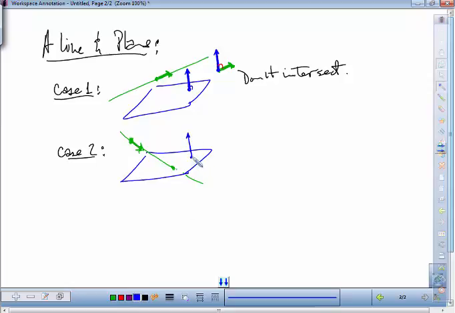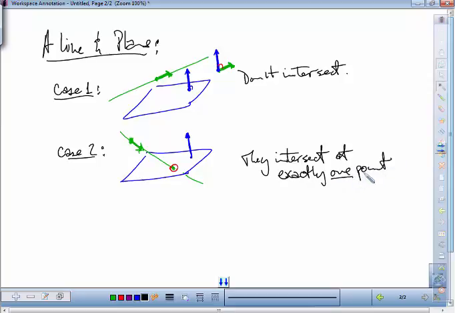So case 2, if you take the dot product of the appropriate vectors and you don't get 0, that means they're not perpendicular, which means that line will eventually hit the plane somewhere. Is it possible for this line to hit the plane at more than one point? Say intersect at exactly one point. And we should be able to find it.